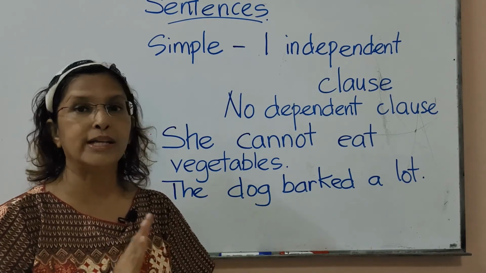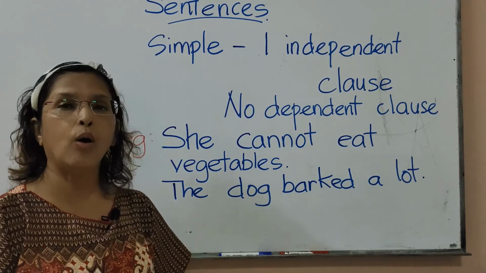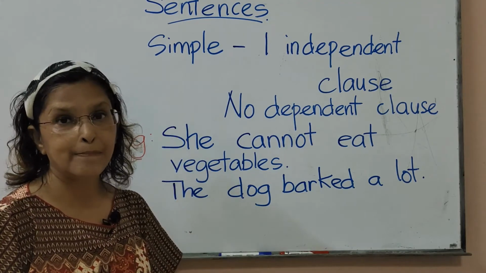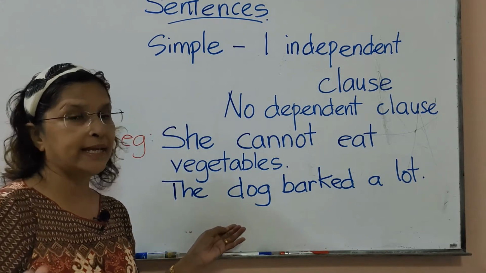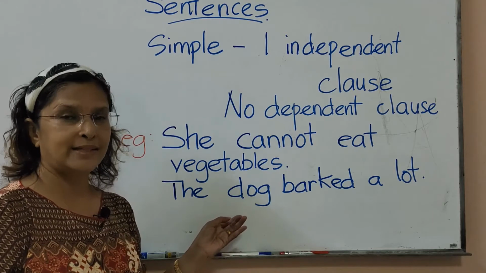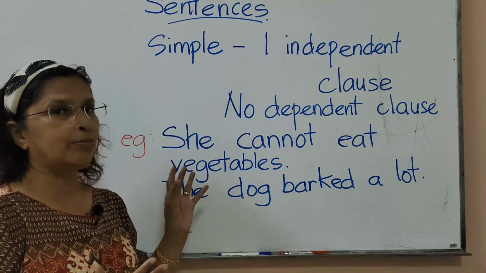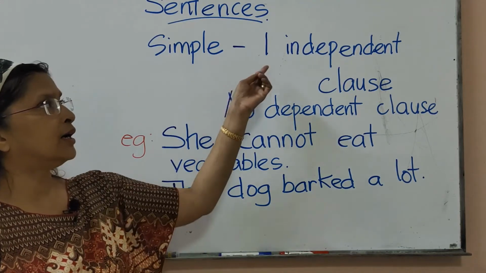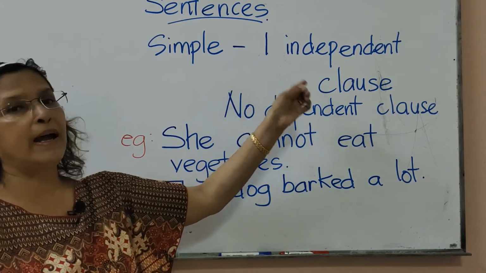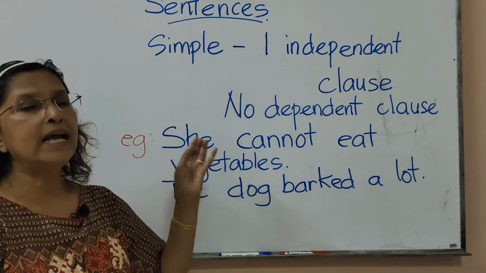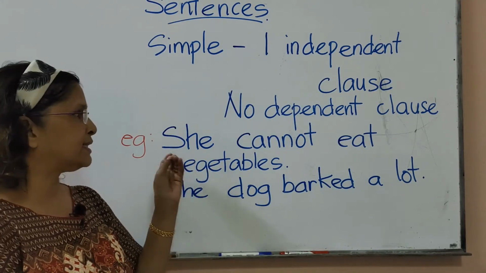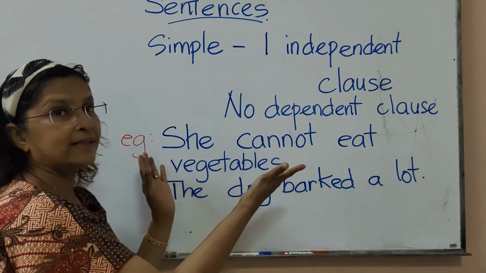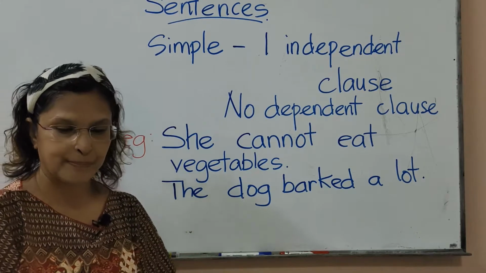Okay, these sentences are all in present tense, and they are all simple sentences, yeah? So maybe you can construct more sentences which are simple. Okay, these are called simple, and there's only one independent clause in the sentence. Okay, meaning that it can stand on its own.